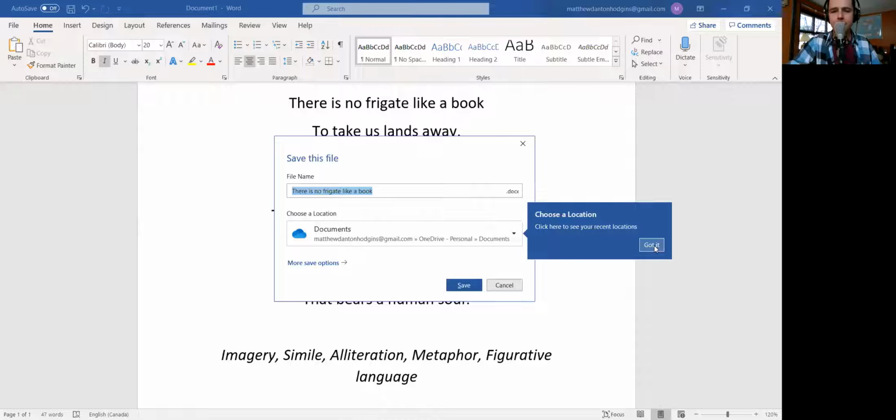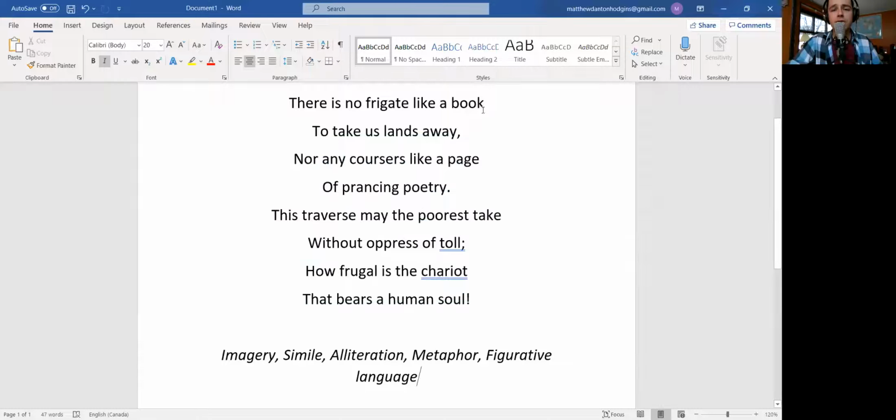Got it. Thanks. There is no frigate like a book. Boom. I see a poetic device there. Do you? There is no frigate like a book. Well, that word right there, I normally have to look out for that word, like or as, because that usually indicates that we're doing some kind of a comparison, n'est-ce pas?